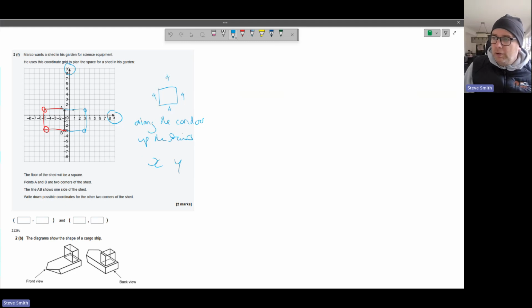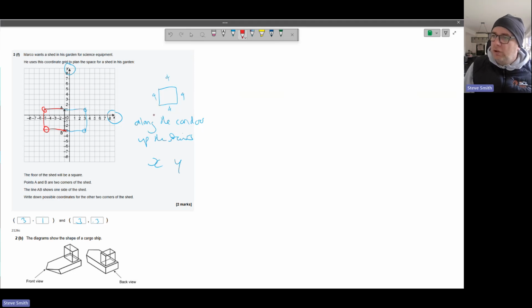So we're going to go along the corridor: it's 3, and up the stairs 1. So we can have a 3 and a 1. And then we go along the corridor, it's 3 again, and we're going downstairs this time, so it's -3. That's one possible set.